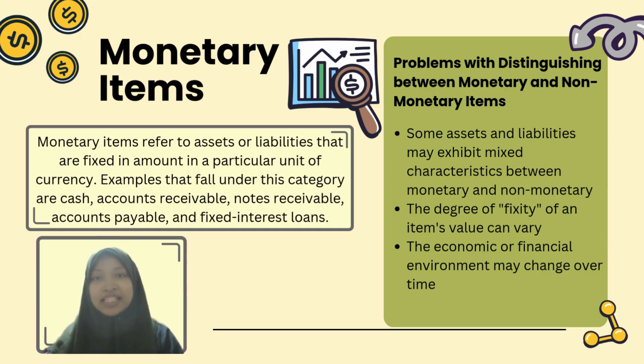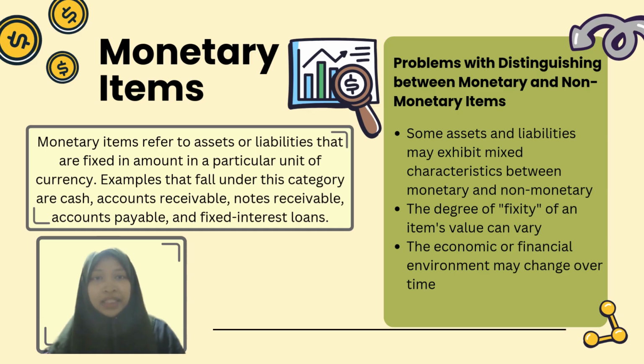The main characteristic of monetary items is that their nominal amount has been determined through contracts or other provisions, so their carrying value does not change, although the purchasing power of money may fluctuate. Examples that fall under this category are cash, accounts receivable, notes receivable, accounts payable, and fixed interest loans.